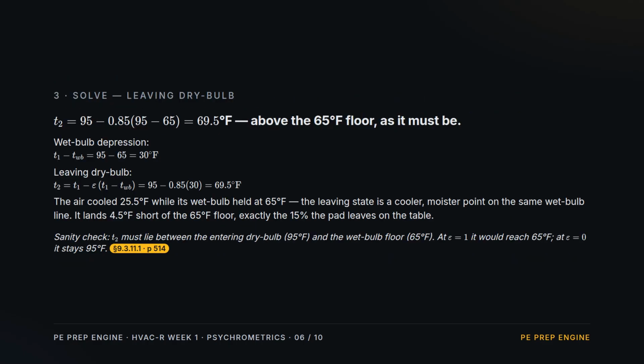Solve. The wet bulb depression is 30, leaving dry bulb is 95 minus 0.85 times 30, 69.5. The air cooled 25.5 degrees, while its wet bulb held at 65, landing 4.5 short of the floor, exactly the 15% the pad leaves behind. Always check the answer sits between the entering dry bulb and the wet bulb floor.